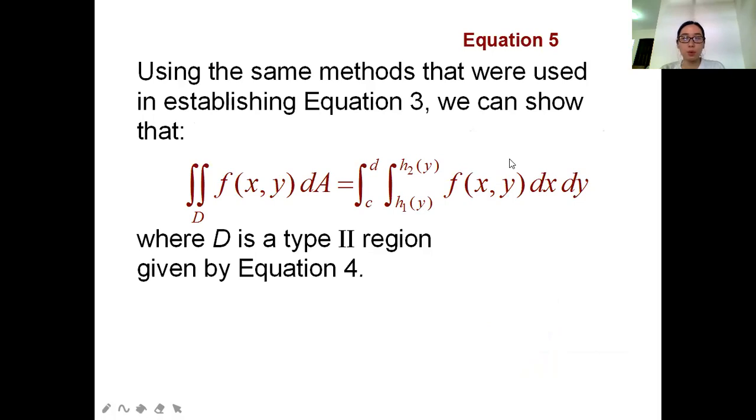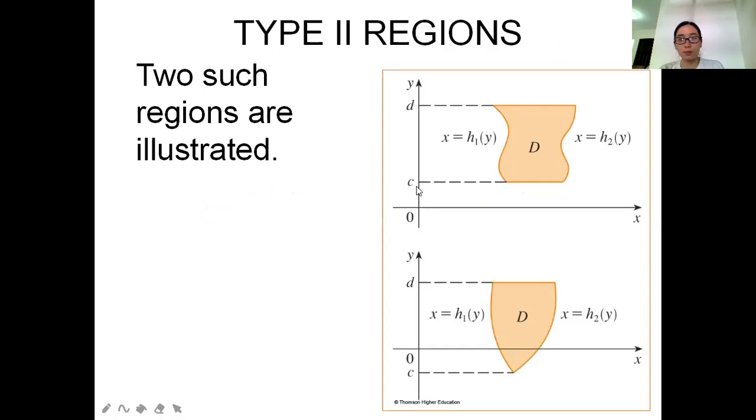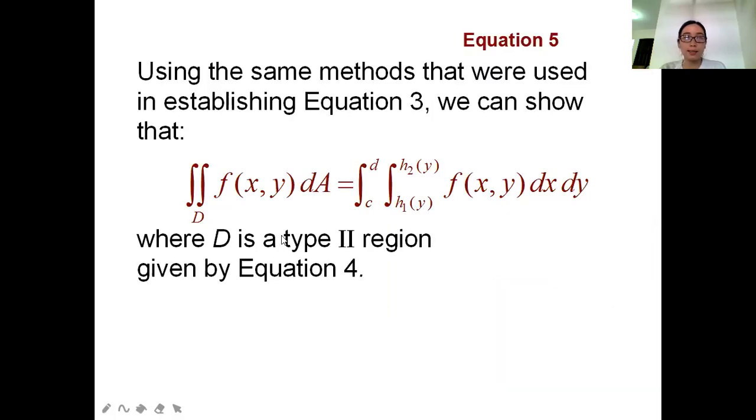So using the same methods that we used in establishing the previous equation, where we obtained the limits, we show that the double integral of the function xy dA is equal to, if what we are looking for is a type 2 region, the integral of the function xy dx dy, where the inner limits are h sub 1 of y to h sub 2 of y, and the next integral has limits from c to d, where D is a type 2 region.